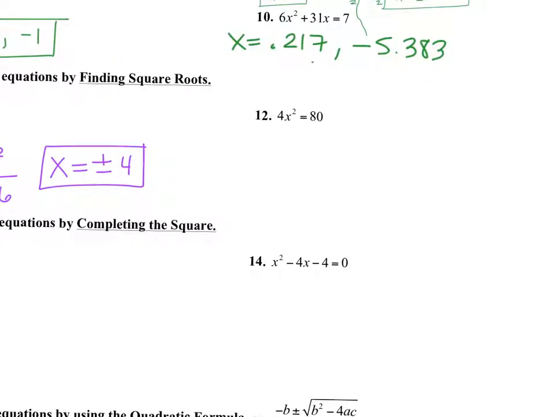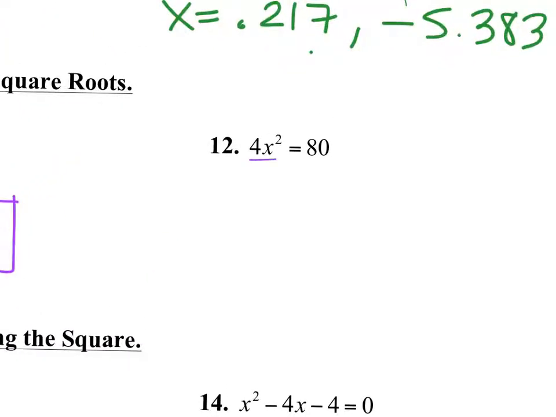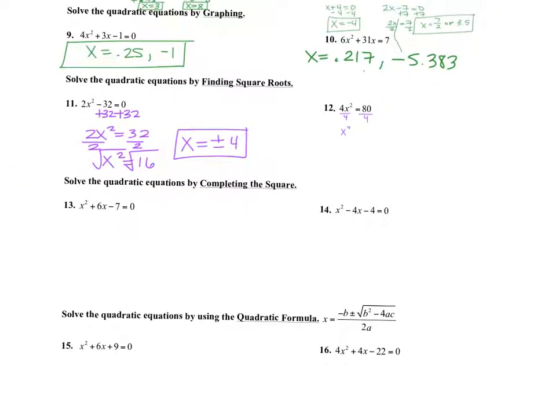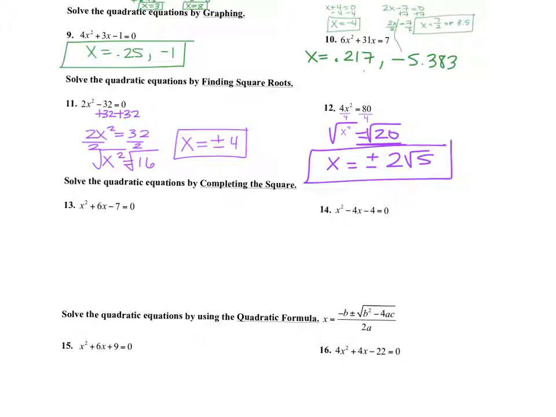All right, what do you do on 12? Divide by 4. So, is this what your numbers are? Yeah? 80? So x squared equals 20. Take the square root of that. X is plus or minus, but now you need to simplify the square root of 20. So square root of 4 and square root of 5 is 2 rad 5. Okay?